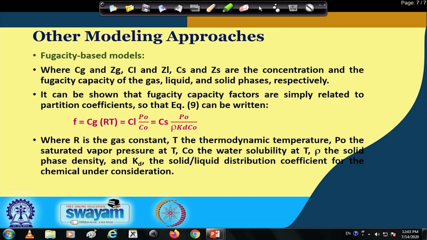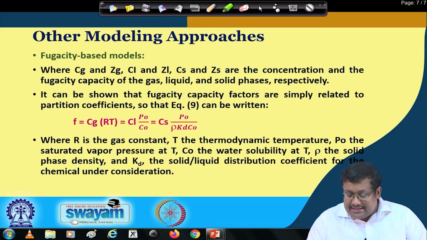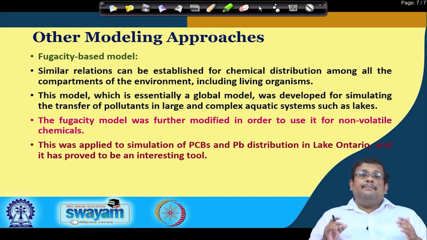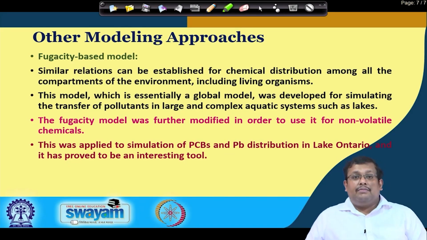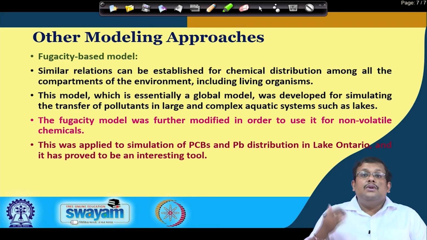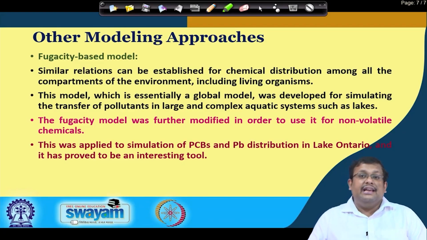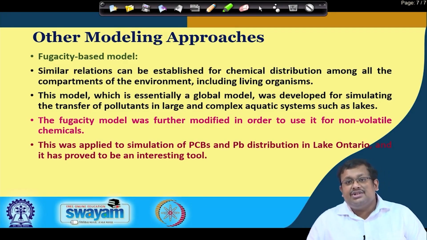This fugacity relationship is followed in the fugacity based model, which is generally applied for pollutant transport in aquatic systems. Now, a similar relationship can be established for chemical distribution among all the compartments of the environment, including living organisms. This fugacity based model, which is essentially a global model, was initially developed for simulating the transfer of pollutants in large and complex aquatic systems such as lakes. The model was further modified in order to use it for non-volatile chemicals. It was applied to simulate polychlorinated biphenyls and lead distribution in Lake Ontario, and it has proved to be an interesting tool. This is how its application was enhanced in subsequent research.